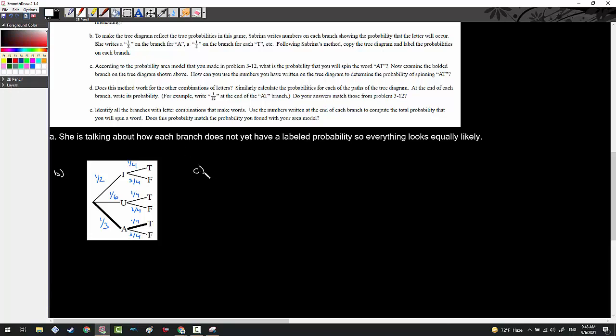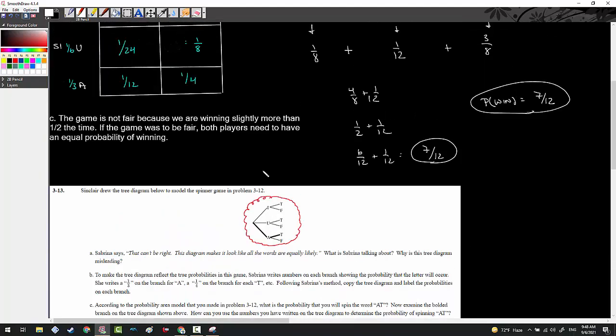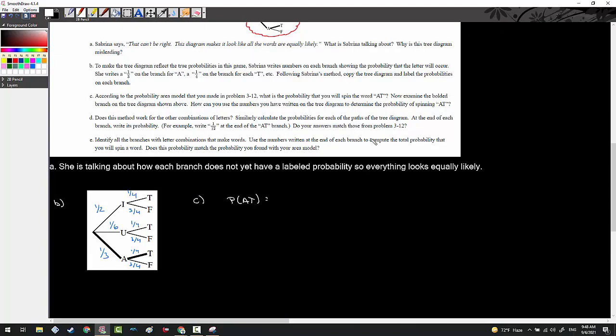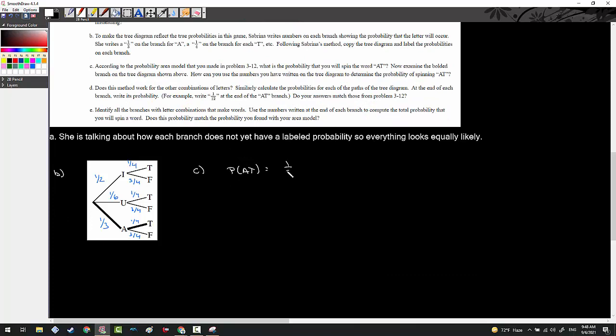In part C, it says, according to the probability area model you made in 3-12, the last problem, what is the probability that you will spin the word at? Now examine the bolded branch. That way we can figure out its probability based on the tree. So the probability of an at based on the last problem here. Let's go and scroll up here. The probability of the word at was 1/12 according to our area model. Okay, so now from here, let's go ahead and find out using the tree diagram how we would get that.